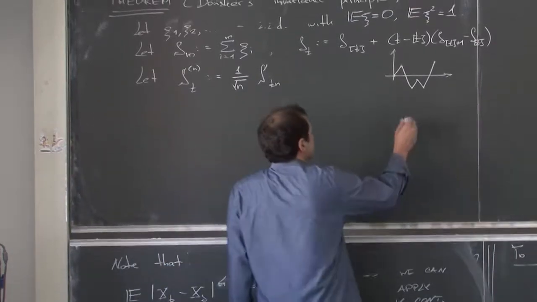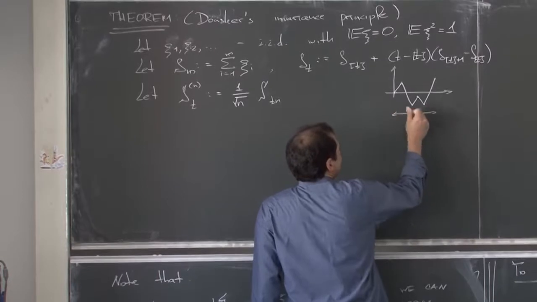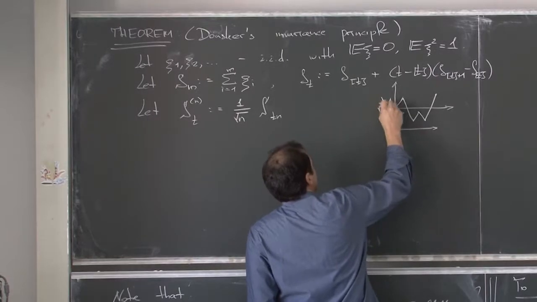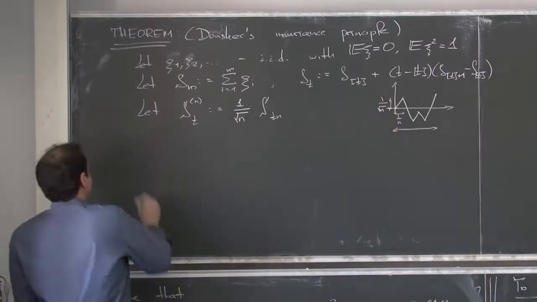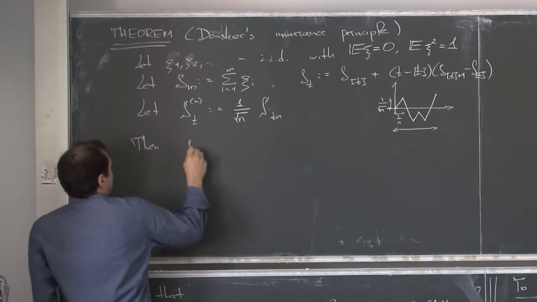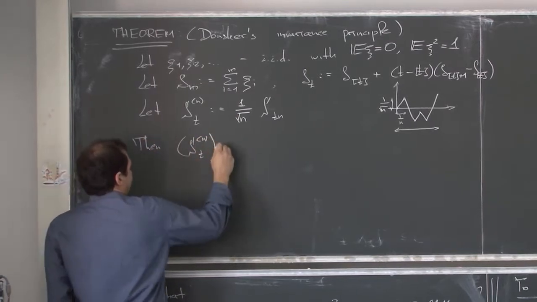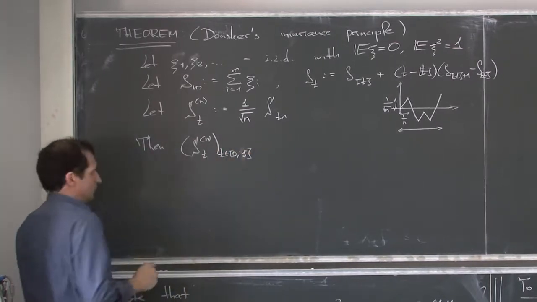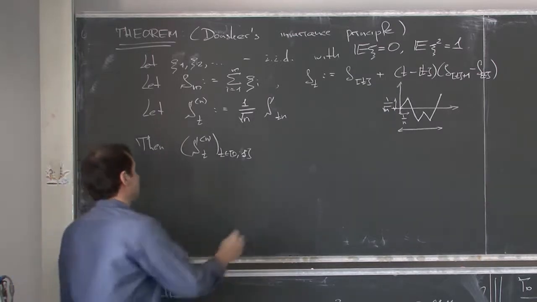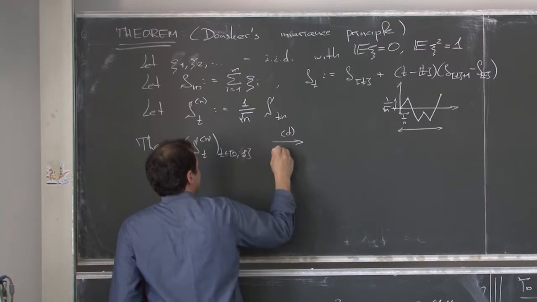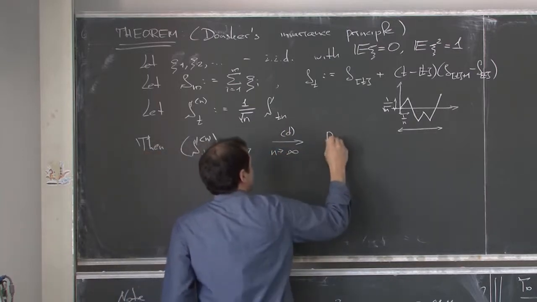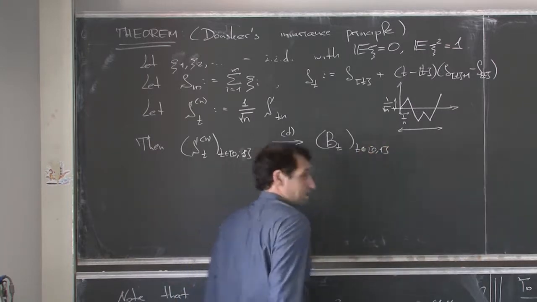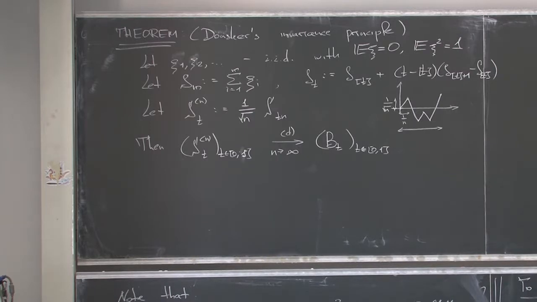So now the single step is 1 over n, and the rescaling in this direction is 1 over the square root of n. And then these functions, considered, say, on the segment [0,1], converge in distribution to the Brownian motion. So this is the theorem.